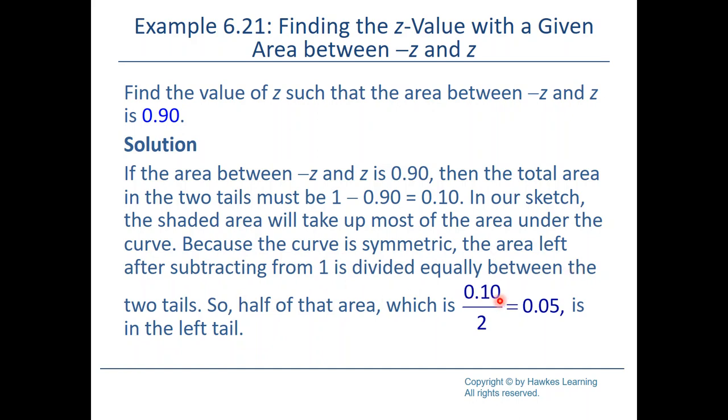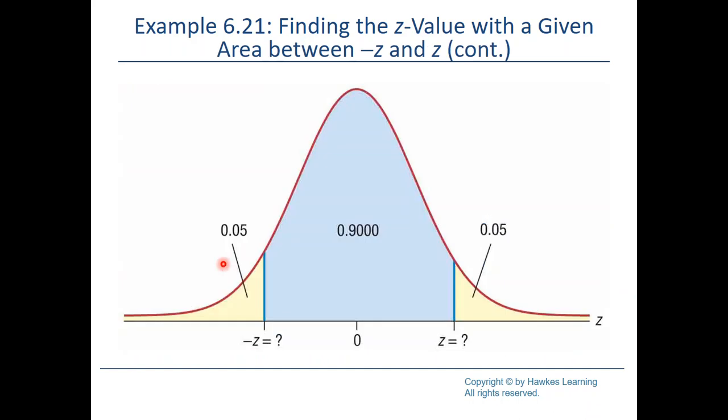So I'm going to take that 0.10 and divide by 2, which is going to give me 0.05. Okay, and that's going to be the left tail and the right tail. So the left tail is 0.05, and the right tail is 0.05. And then in the middle here is 0.9. And again, if you add all this up, it should equal 1.